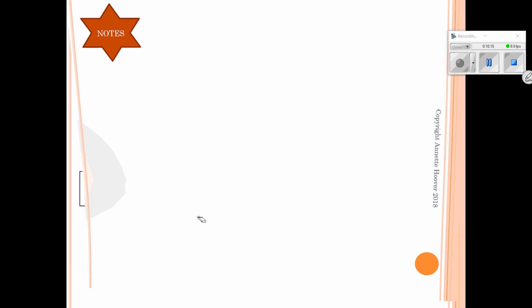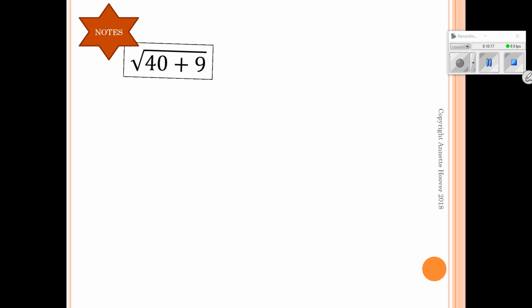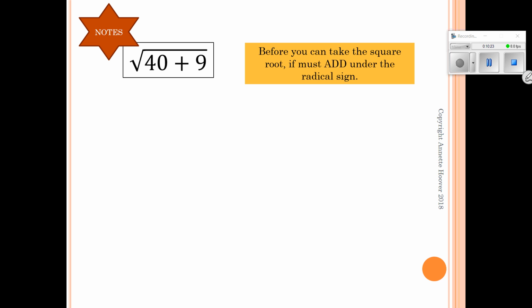That makes mental math a lot easier. Okay, if you were to look at this one, this reads the square root of 40 plus 9. Now, we have to follow our PEMDAS, our order of operations. So the first thing we need to do is evaluate what's underneath the radical sign first. So we would have to do the 40 plus 9 first, which of course is 49. So now it reads the square root of 49, which of course is 7.